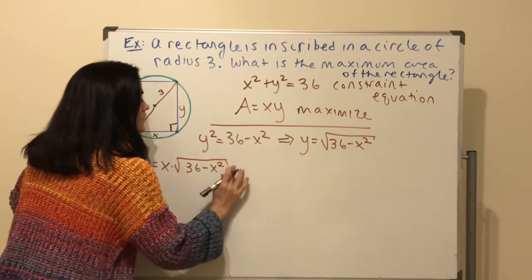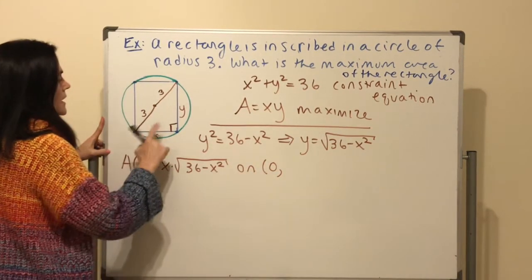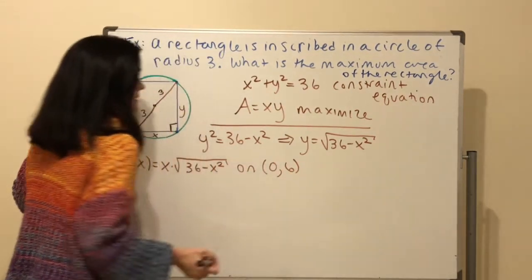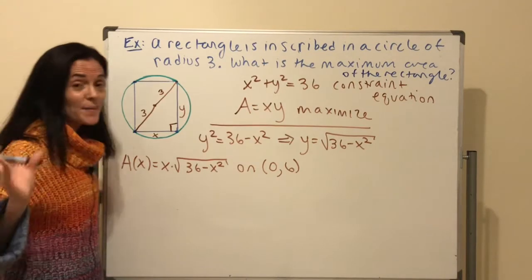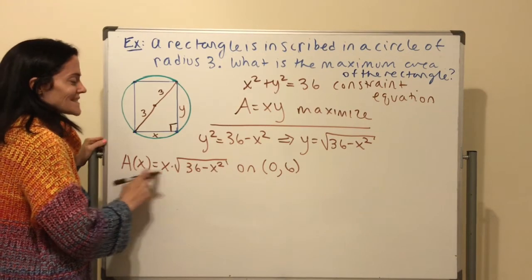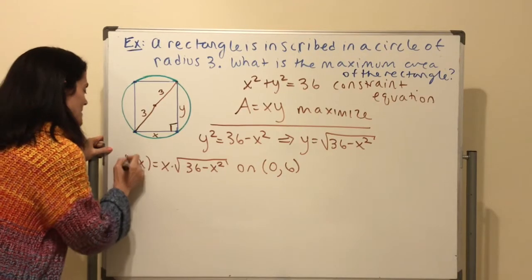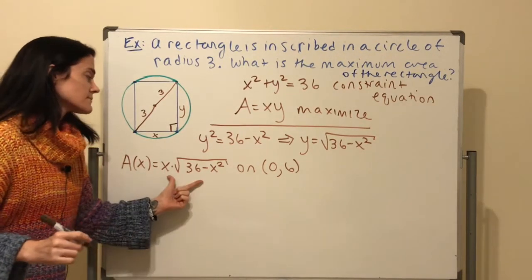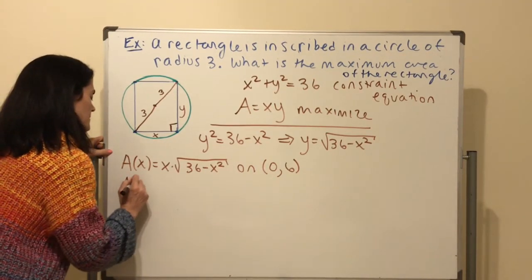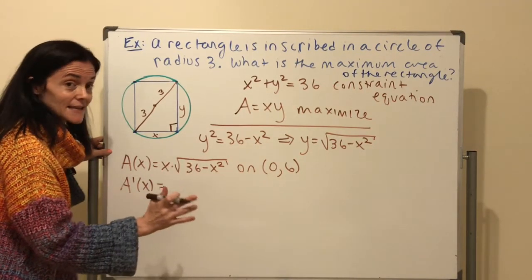And this is on, well, x must be positive, and x must also be less than 6, which is the diameter of this circle. So we want to maximize this function on an open interval. Okay, we must look for critical points. Now this is the most intricate function we've had to differentiate today, but we certainly have studied how to differentiate things like this. The first thing I see is a product.